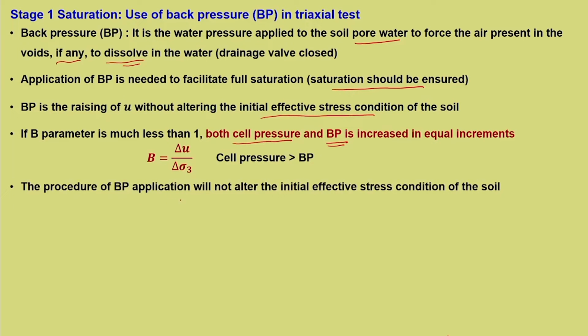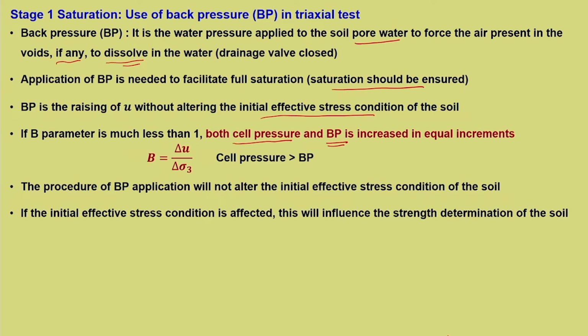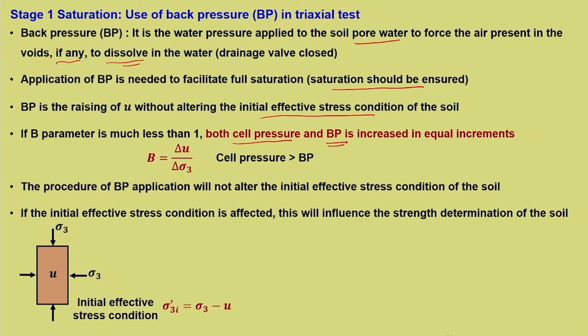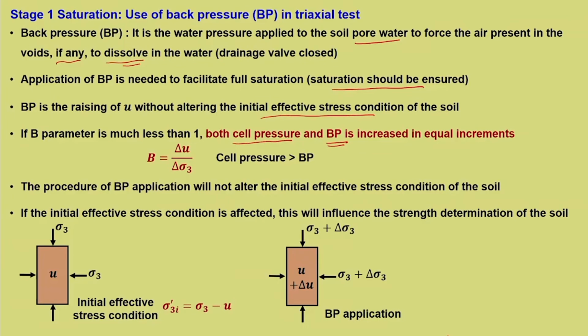So, the procedure for back pressure application will not alter the initial effective stress condition of the soil. If the initial effective stress condition is affected, this will influence the strength determination of the soil. So, this is the condition when the confinement is applied. The initial effective stress condition is sigma 3 dash equals sigma 3 minus u. So, this is the initial condition of the soil. Now, we will make an assessment of the B parameter. Let us say it is substantially less than 1. So, you need to saturate the sample, this much is understood. So, you apply the back pressure.